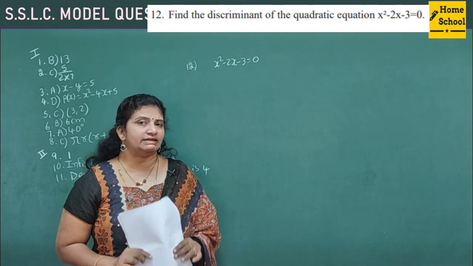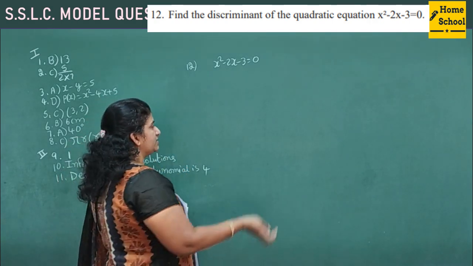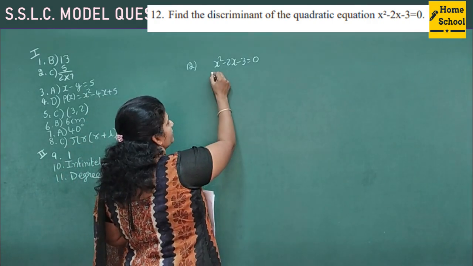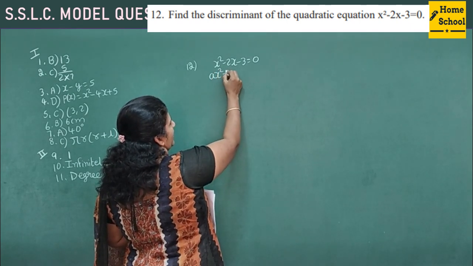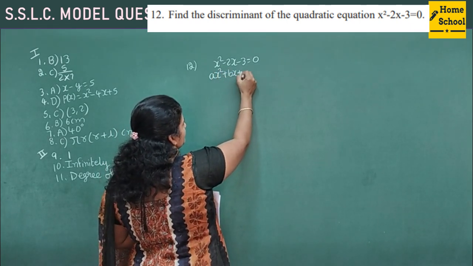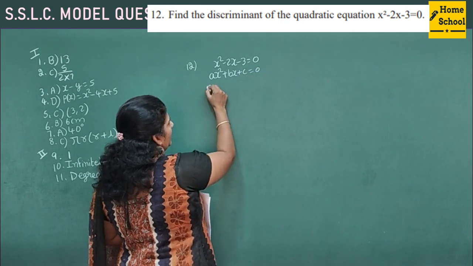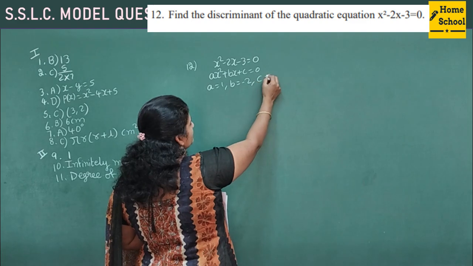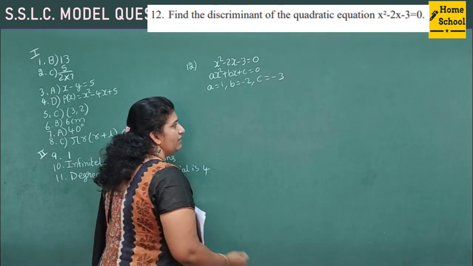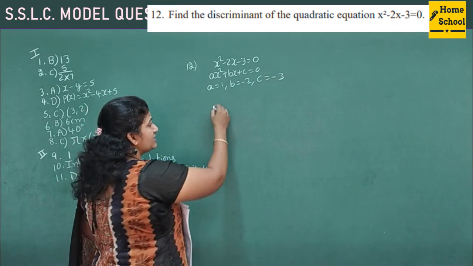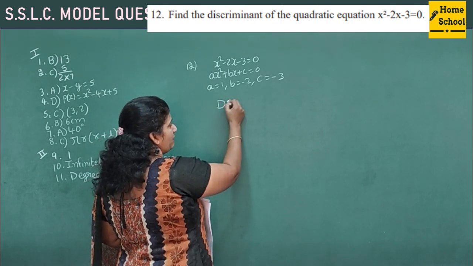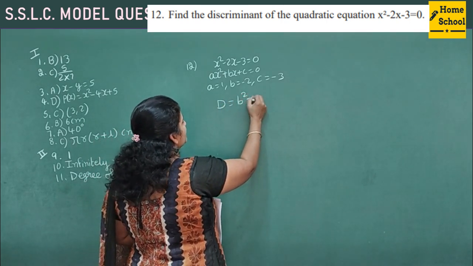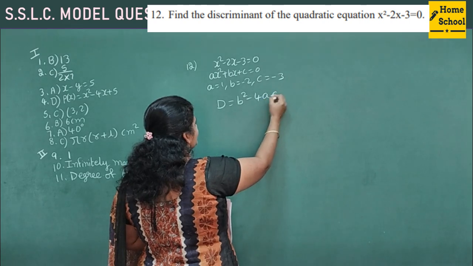We are going to find the discriminant. First, compare the given equation with the standard form ax square plus bx plus c equal to 0. a is equal to 1, b is equal to minus 2, c is equal to minus 3. Discriminant, what is the discriminant here? Capital D is equal to b square minus 4ac.